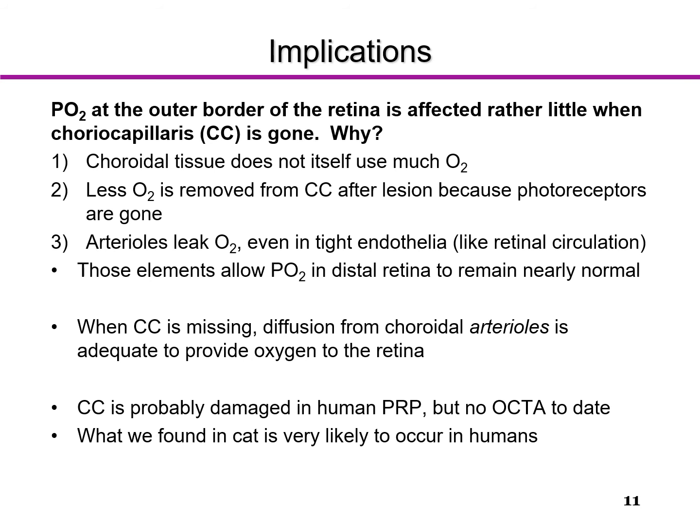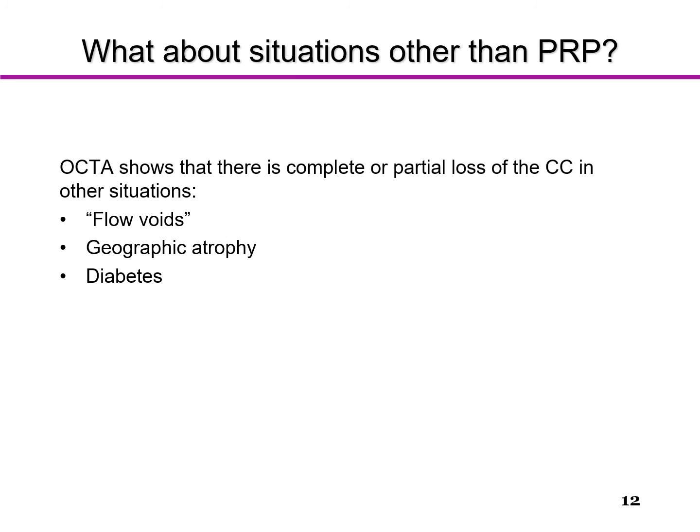The choriocapillaris is probably damaged in human PRP, just as it is in cats, but we have no OCTA measurements that would help to verify that. But what we found in cat is very likely to occur in humans. Now, what about situations other than PRP? OCTA shows that there is complete or partial loss of the choriocapillaris in some other situations. There are now known to be flow voids in the choriocapillaris.